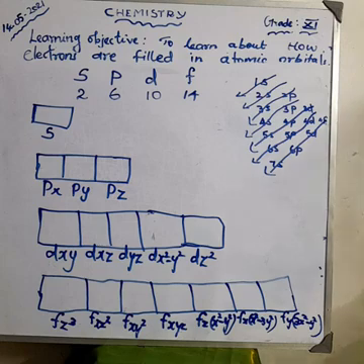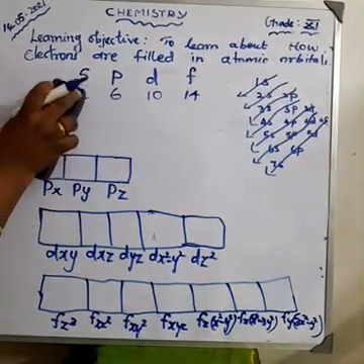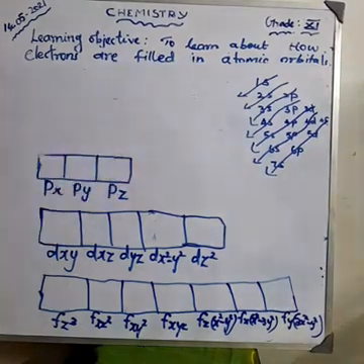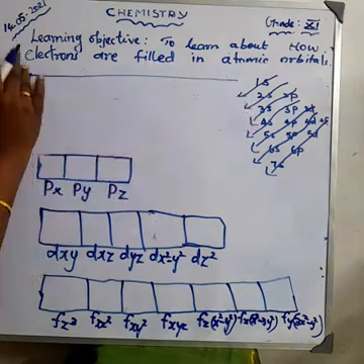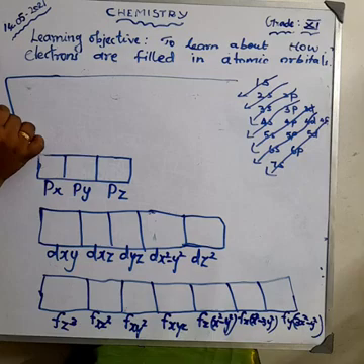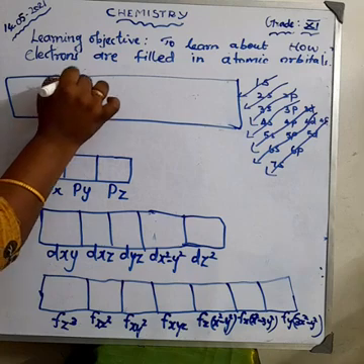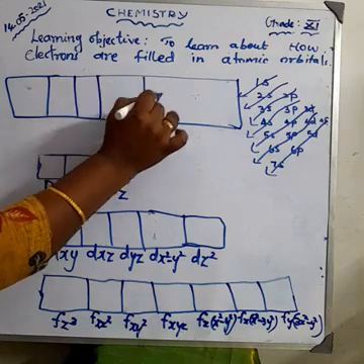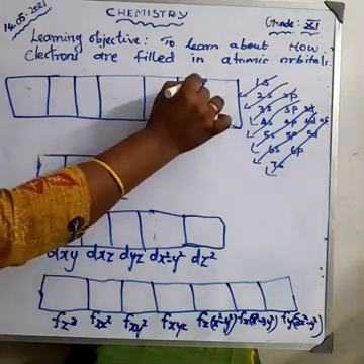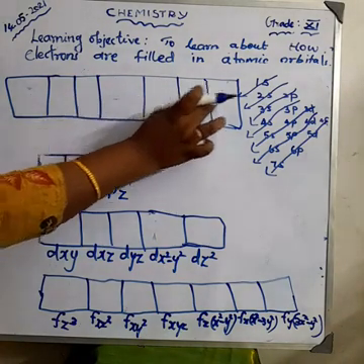Once again, the 7 F orbitals. There are 7 F orbitals: 1, 2, 3, 4, 5, 6 and 7.